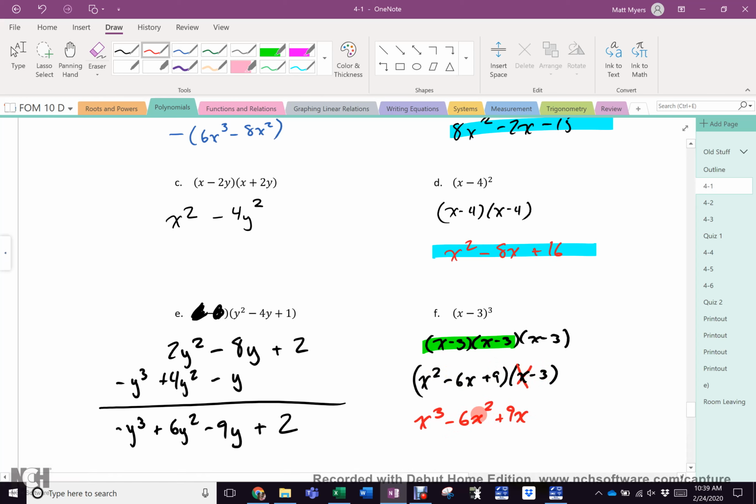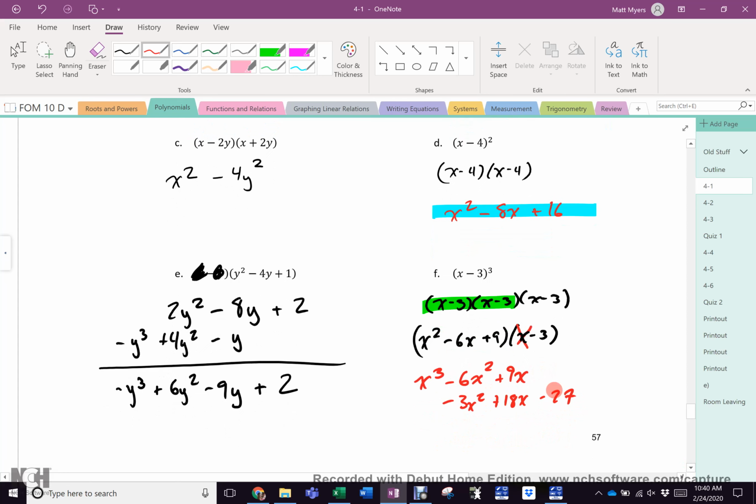Negative 3x squared. I already have some x squared, so I'm going to keep them together. What is negative 3 times negative 6x? Positive 18x. I already have some x's, so I'm going to keep them together. What's negative 3 times 9? Negative 27. No other constant, so he's by himself. And then I just simplify. X cubed minus 9x squared plus 27x minus 27.